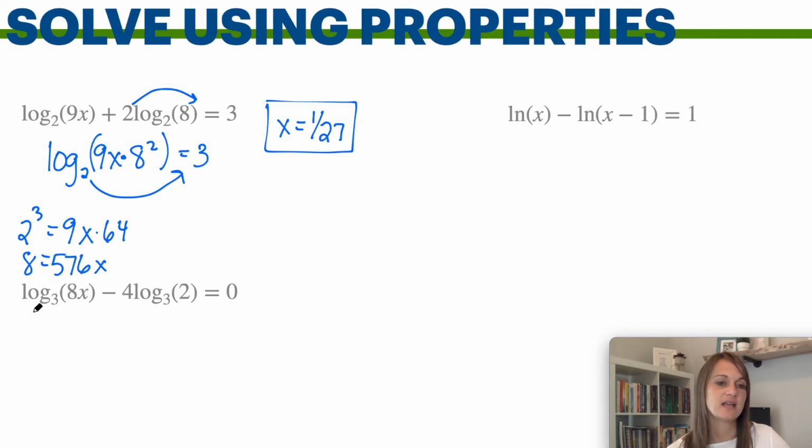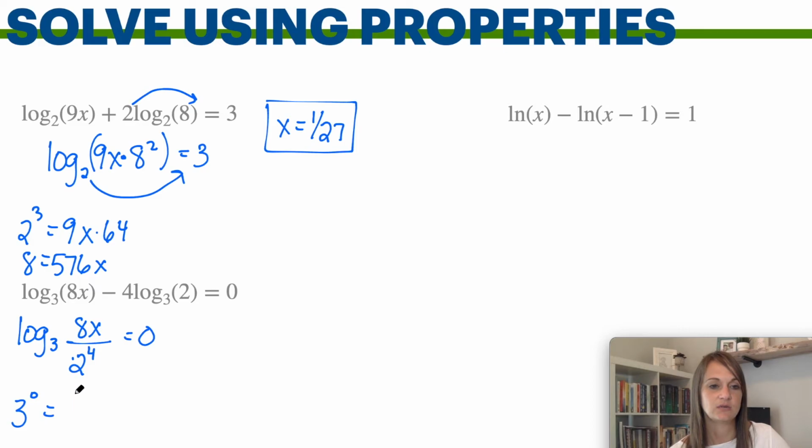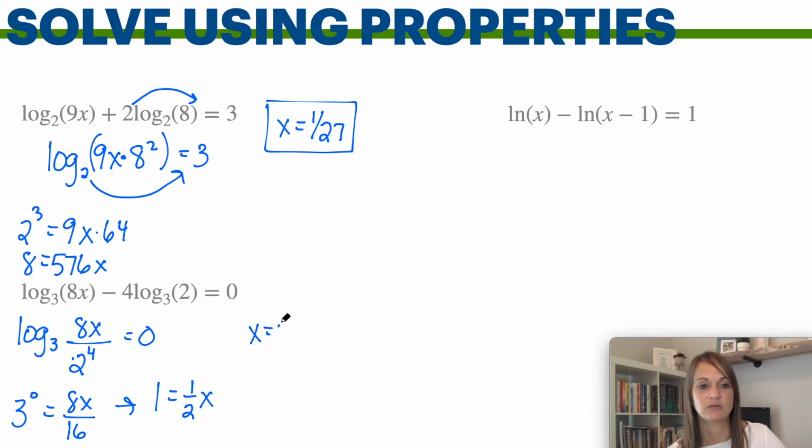In this case, I can do the same thing. Since I have two logs that are subtracted, then I can actually make them one log and divide them. So this would be 3 raised to the 0 equals 8x over 16. Now 3 to the 0 is the number 1, and 8 over 16 reduces to a half. So to solve for x, we would multiply both sides by 2, so therefore x will equal 2.